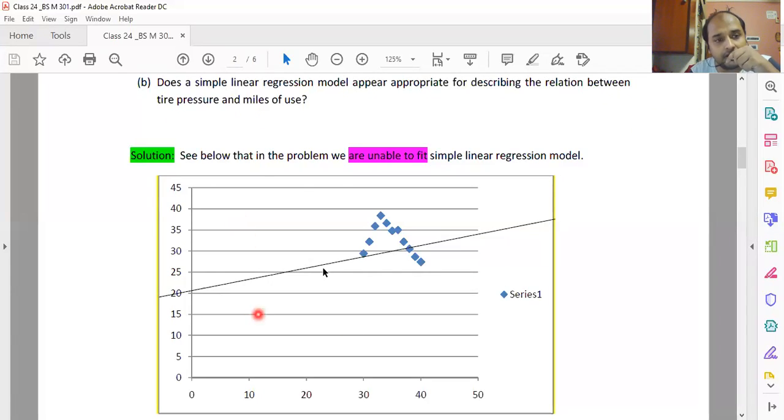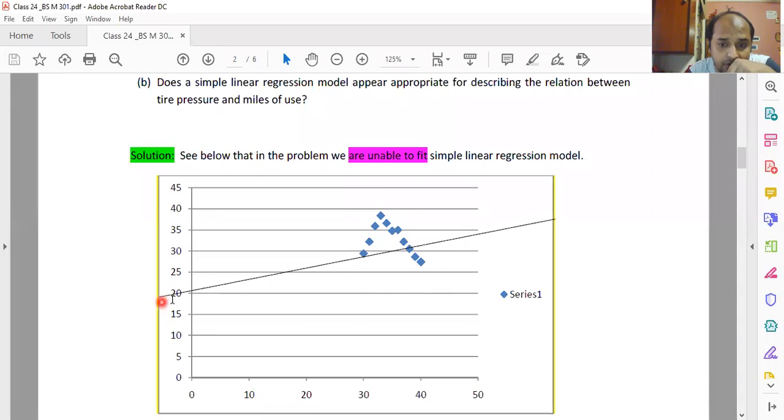I have done this sort of programming over here, and I have got a scatter plot of the mileage with respect to the pressure. Here I have assumed pressure to be the input variable and the mileage to be the response variable. But what you are seeing on the screen is that this curve is not at all a linear curve. Any layman who has an idea about linearity can say that it's not a linear curve.